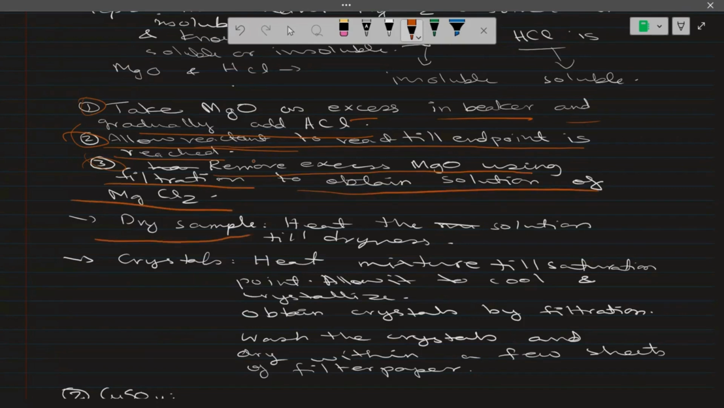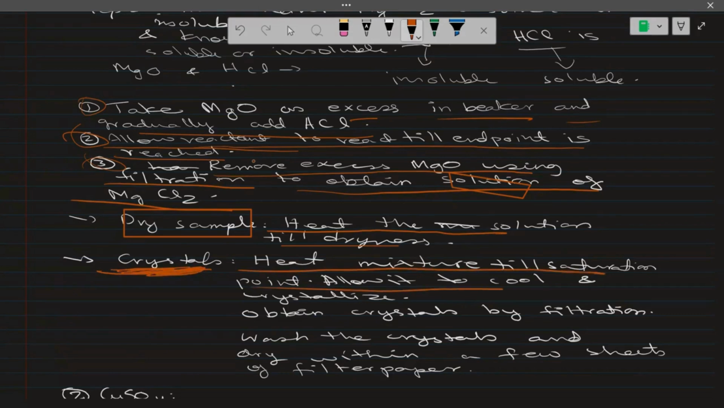Okay, but if it's asked to give us a dry sample, then what we'll do is heat the solution which we have obtained till dryness. Okay, that's simple. But if it's said to give it as crystals, then we will write: heat mixture till saturation point, allow it to cool and crystallize. Obtain crystals by filtration, wash the crystals and dry within a few sheets of filter paper, or you may also write in oven or in bright sunlight.